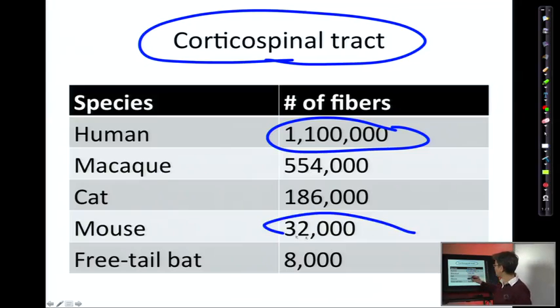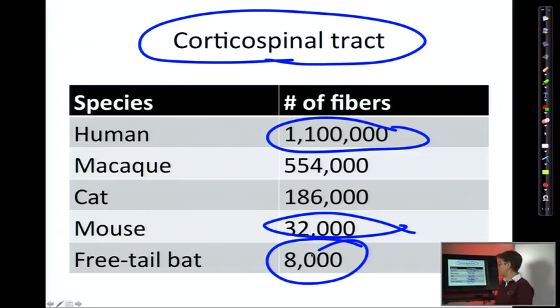If we look at the mouse, they have 32,000 of these. So they're not playing the piano. They might be grasping with their entire hand, but they're not individually moving each digit. The free-tailed bat has 8,000. It's doing this even less. My darling cats, they may be fabulous, but they also don't have very many of these fibers, and they're not able to play the piano either.